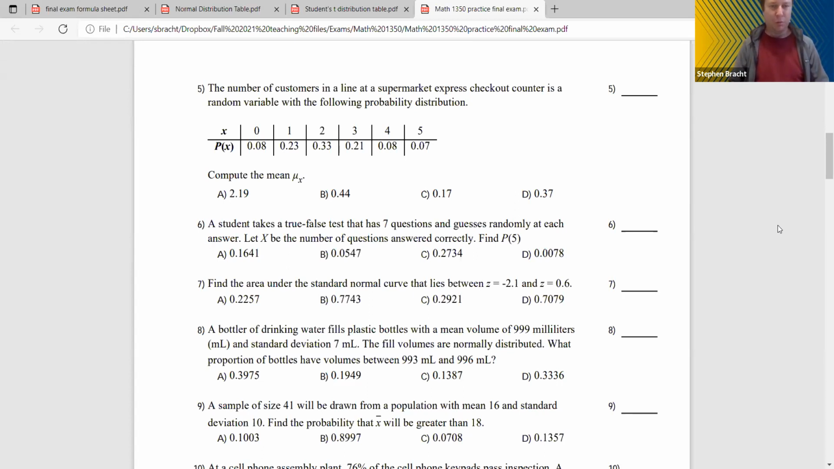So this is a binomial probability problem, right? Because we have 7 trials, 7 questions. Each trial has 2 possible outcomes, true, false, right? And if we're just guessing randomly, the probability of success for each trial is the same. It would be just 0.5. And the trials are independent, right? So it meets all those requirements. So what I'm going to do is go through how to find this using the binomial probability formula.